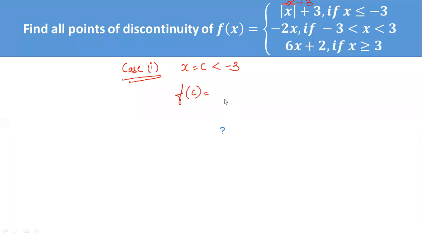If c is less than minus 3, the first one. Which means wherever you have x, you have to replace it by c. So you'll get minus c plus 3. Since c less than minus 3 is a finite value, this is defined.